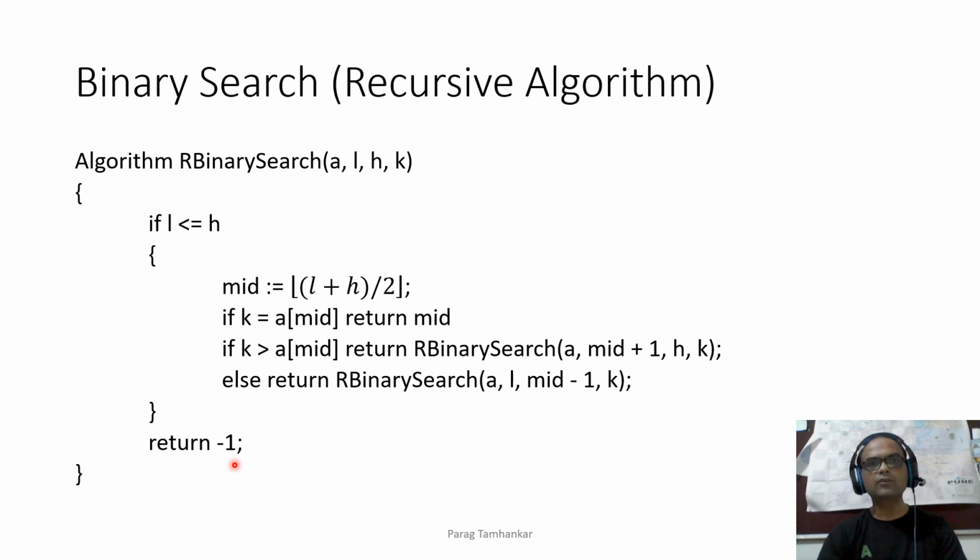Now let's see what would be the time complexity of this algorithm. You can see that in one comparison, you discard half of the array, right? So if your list contains n elements, you go to the middle position, you check whether the element is found in the middle position or not, and if the element is not there at the middle position, you either discard the first half or second half of the array depending upon the value of k and depending upon the value present at the middle location of the array.